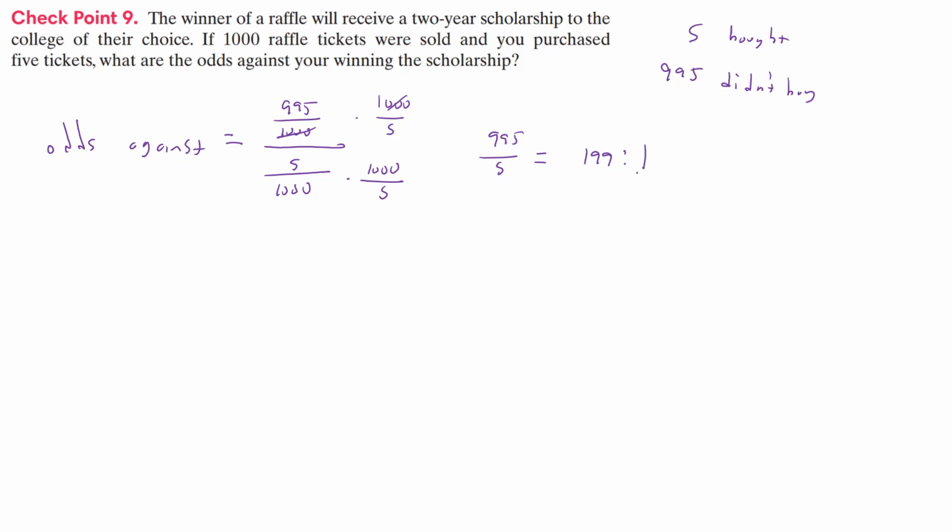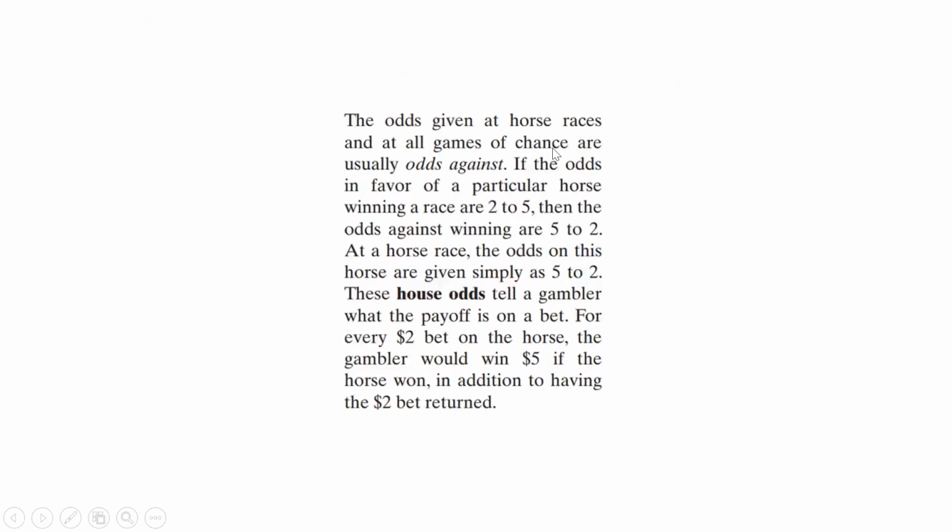You're going to not get that scholarship. Now the odds for, so odds in favor are going to be what? Well, we reverse that, 1 in 199. Okay, so that's the way it looks one way, and this is the way it looks the other way. All right, so that's kind of how horses are. Now, odds given at a horse race at all games of chance are usually odds against. So that's kind of how to think about it.